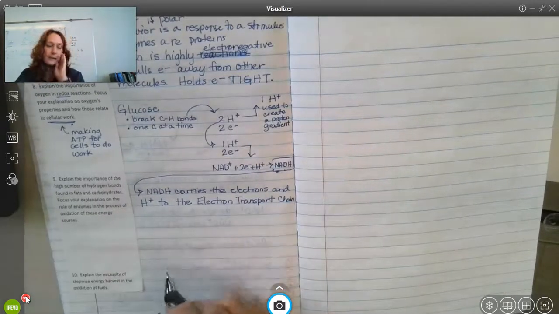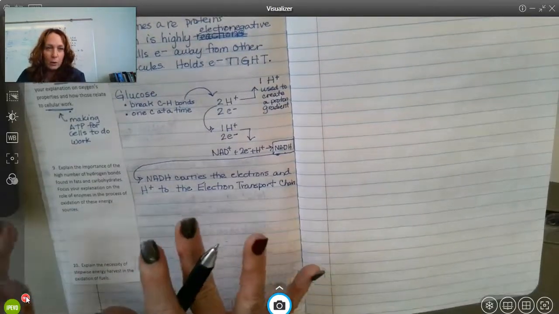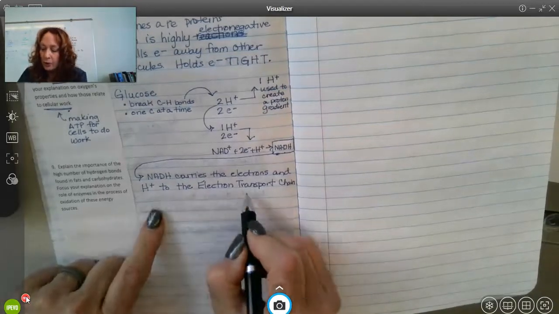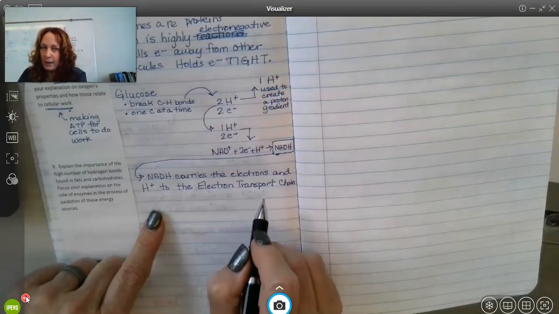So the ETC. So now we're going to put together a whole bunch of stuff that we've done before. So this electron transport chain, let's just picture what it has to be in our head.